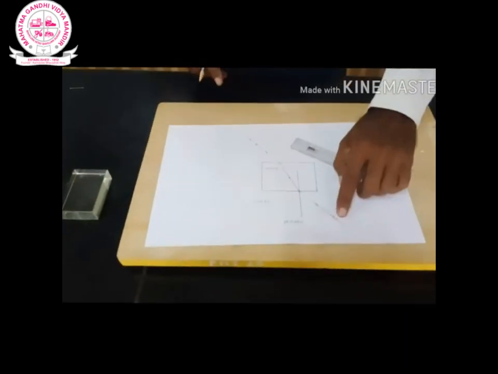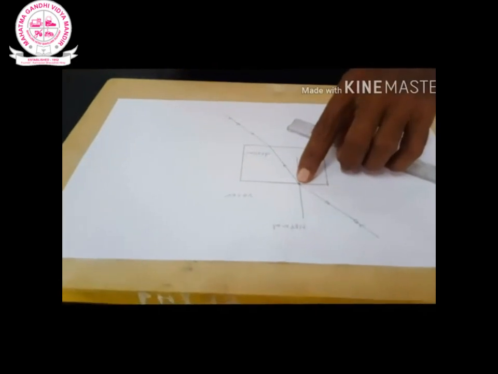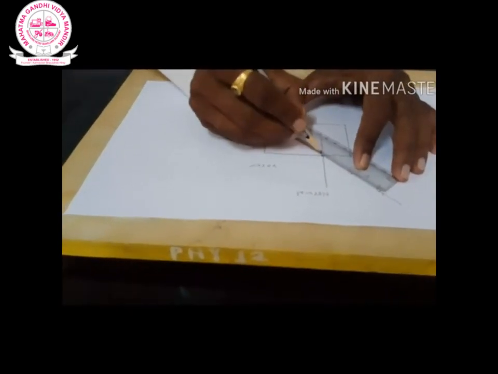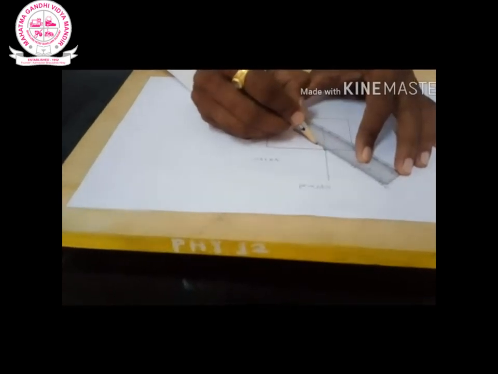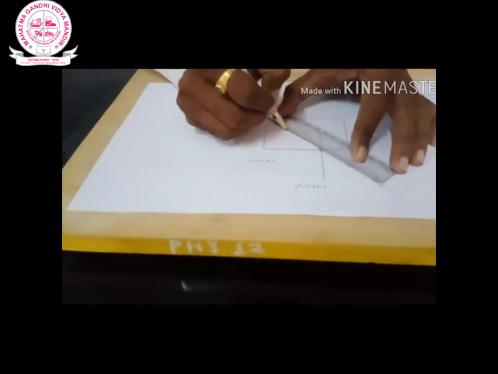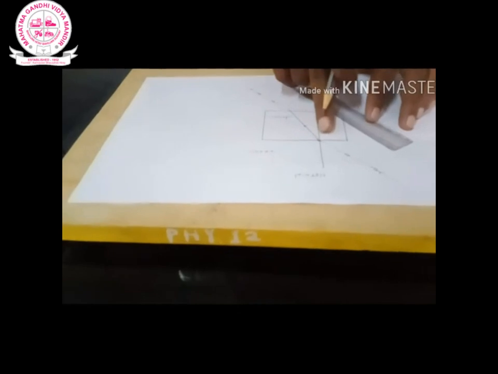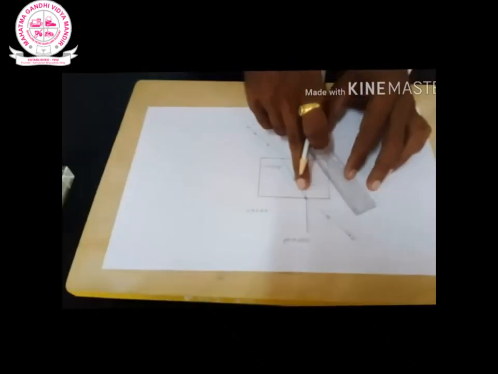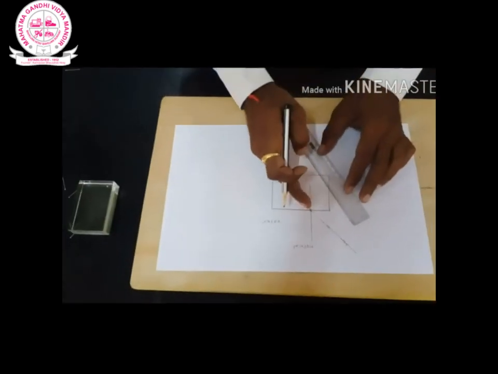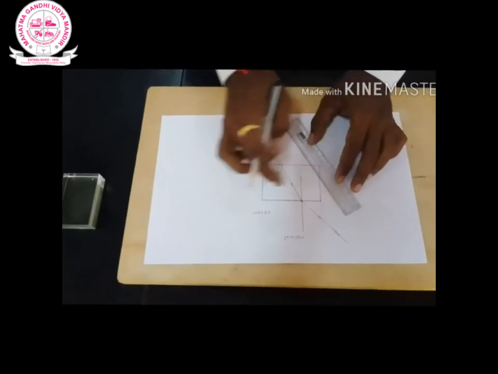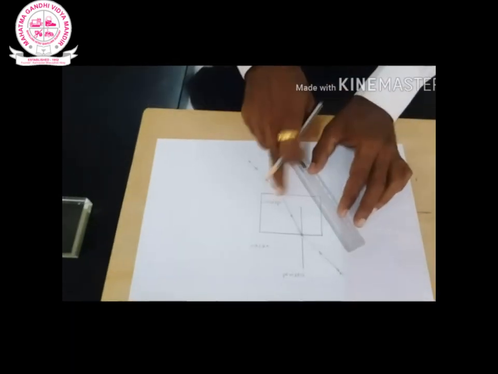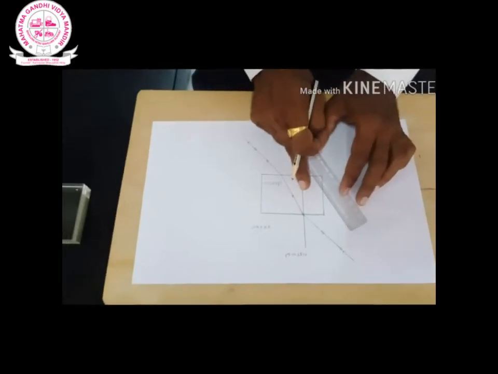Now we see here, this is the incident ray. If we extend it like that way, in absence of glass slab, the light travel must be in this dotted line. But due to change in medium, light bends towards the normal. In this case, light travels from rarer medium to denser medium, so it bends towards the normal.